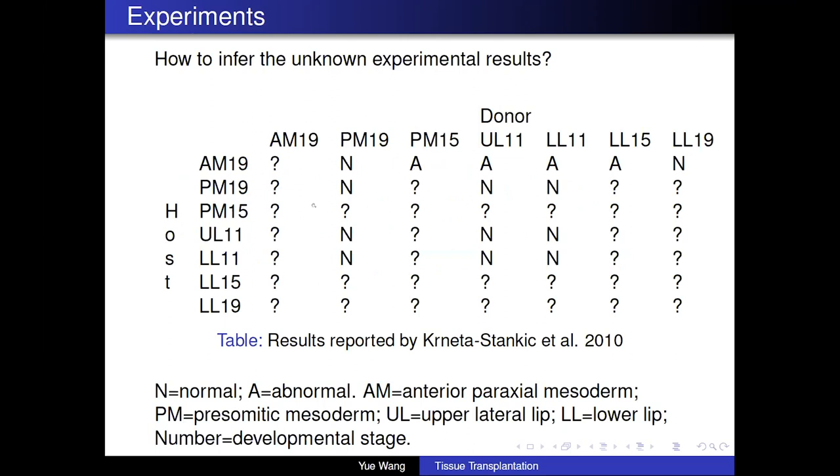So here is the table for the results from the 2010 paper. Here we have 7 donors and 7 hosts. And here, each entry means an experiment with this donor and this host. Here, N means normal. A means abnormal. And the question marks here are the experiments that we don't know the results. So the question is, with these known results, how do we infer the unknown ones?